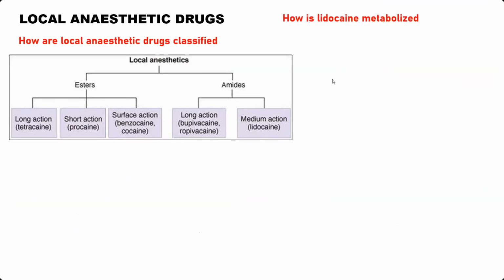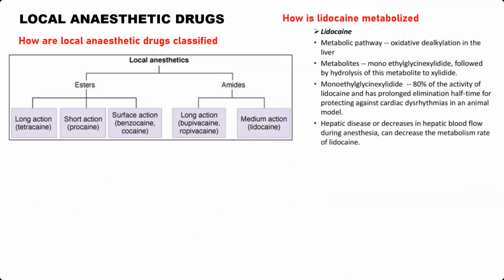How is lidocaine metabolized in our body? Sir, it is metabolized in the liver to xylidide compounds. Very good. So the metabolic pathway is oxidative in the liver. Monoethylglycinexylidide is the metabolic product, followed by hydrolysis to xylidide. Ultimately, it ends up as xylidide, and it has 80% activity of lidocaine and a prolonged elimination half-life.